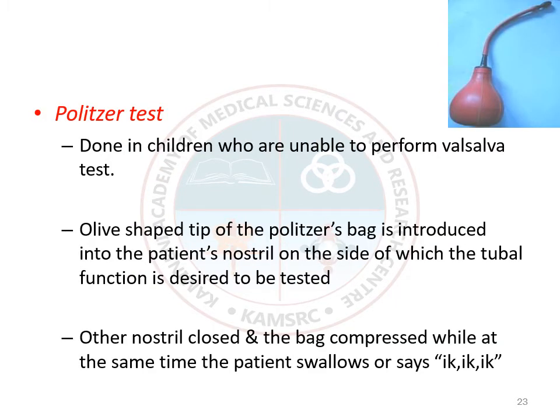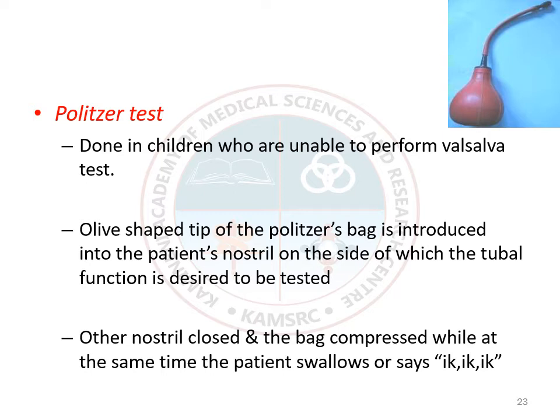One more test is the Politzer test. What is the Politzer test? It is done on children who are unable to perform the Valsalva maneuver. Politzer is an olive-shaped tip on a Politzer bag, a bag of air. So it has a tip. You can see it in the diagram here.